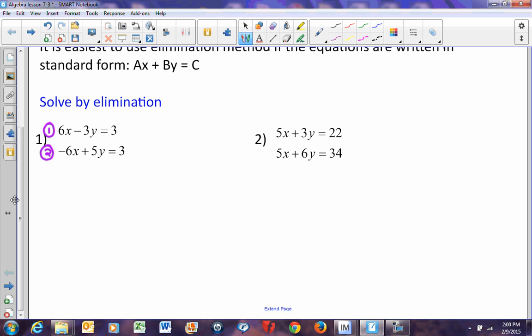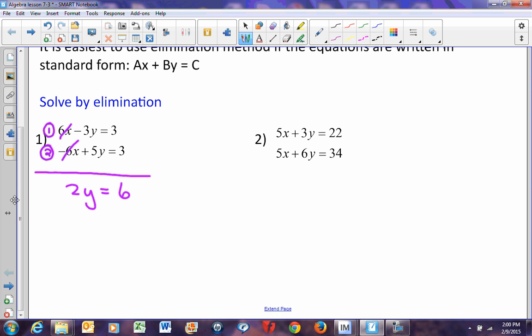So the whole goal of elimination is when you add your two equations together, a variable gets eliminated. Sometimes you can just add them together and a variable gets eliminated right away. Sometimes you have to manipulate the equations first to get rid of a variable. So if I look at these two, I'm just going to add these two equations together. 6x and negative 6x cancel out. I have negative 3y plus 5y, which gives me 2y, and 3 plus 3 equals 6.